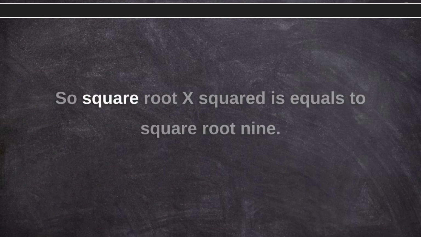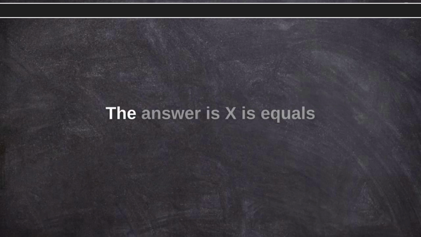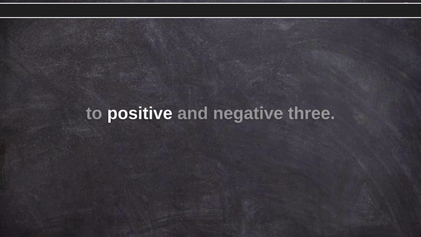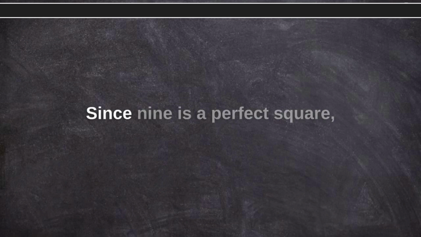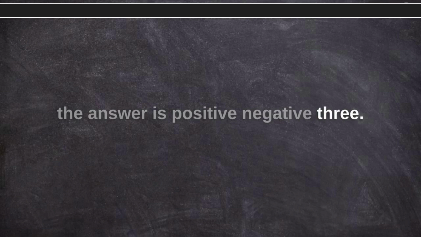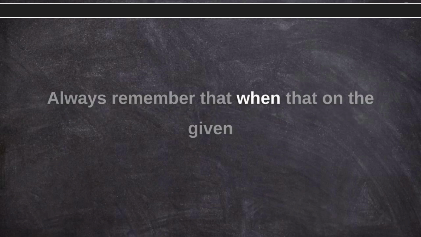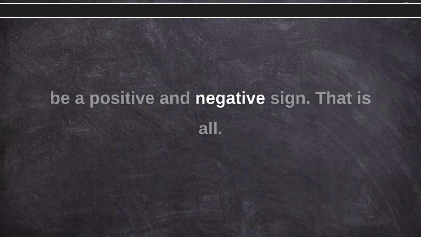So, square root of x squared is equal to square root of 9. The answer is x is equal to positive and negative 3. Since 9 is a perfect square, the answer is positive negative 3. Always remember that on the given answer, once you take the square root, there will always be a positive and negative sign.